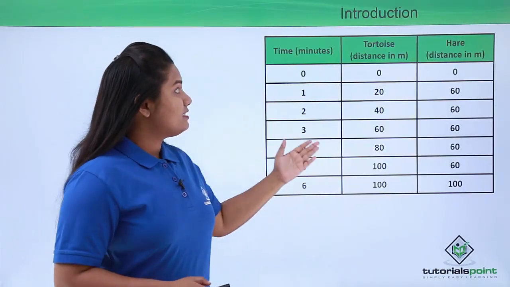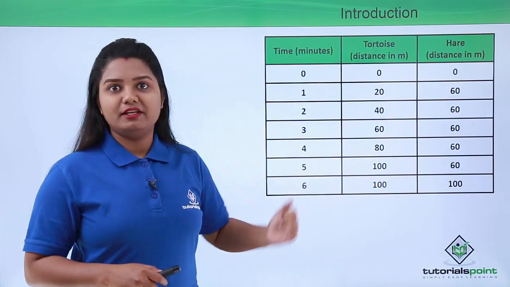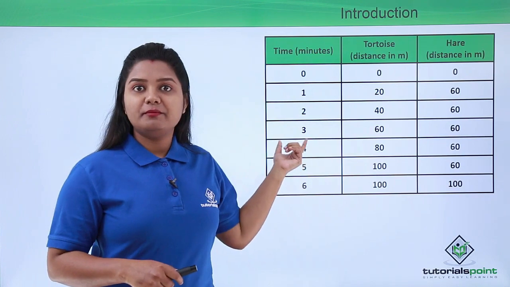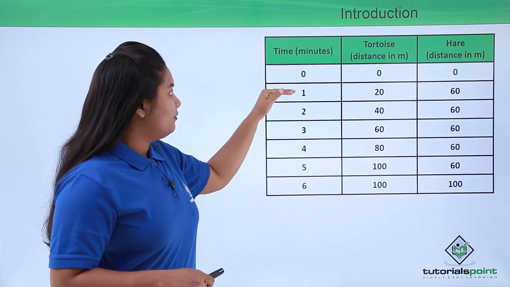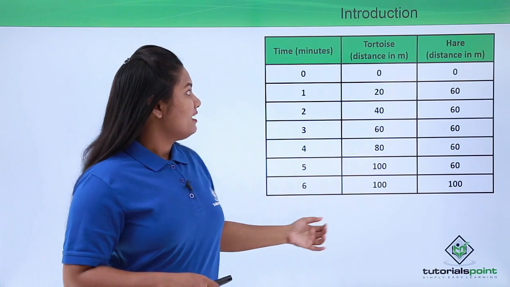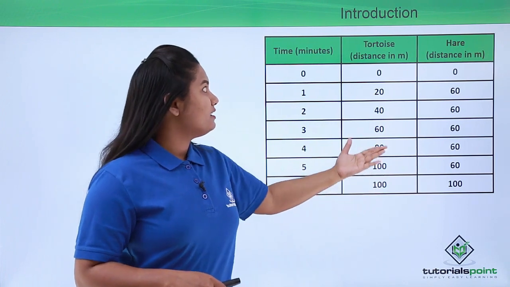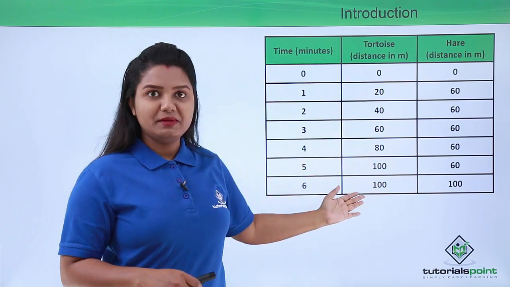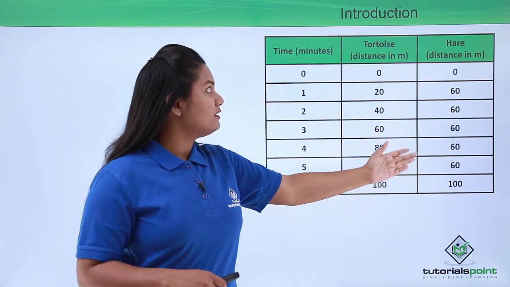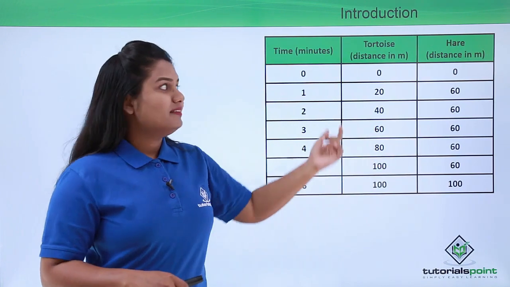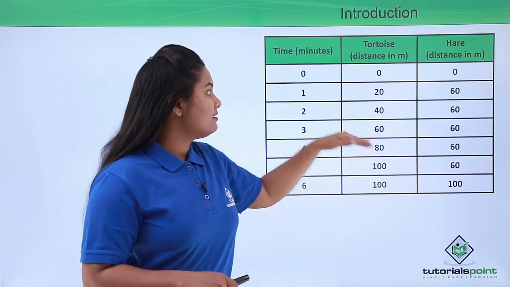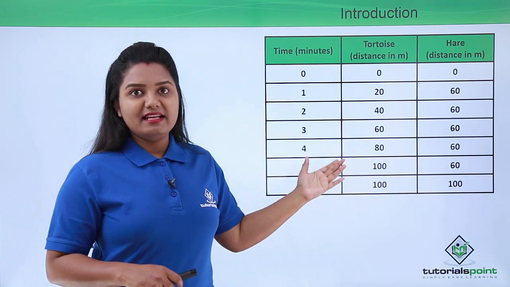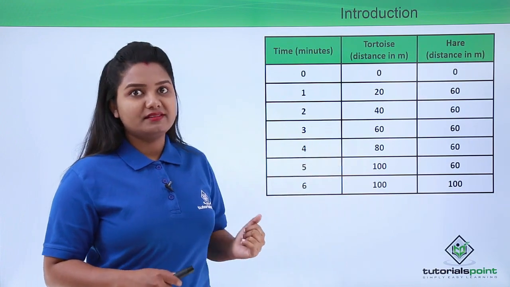So this is the data of the whole race in a tabular form. The first column of the table gives us the information about the time, in terms of minutes. The second column gives us the data about the distance traveled by the tortoise in terms of meters. And the third column gives us the distance covered by the hare in terms of meters at the end of every minute. Now let us try to analyze what has happened throughout the race.